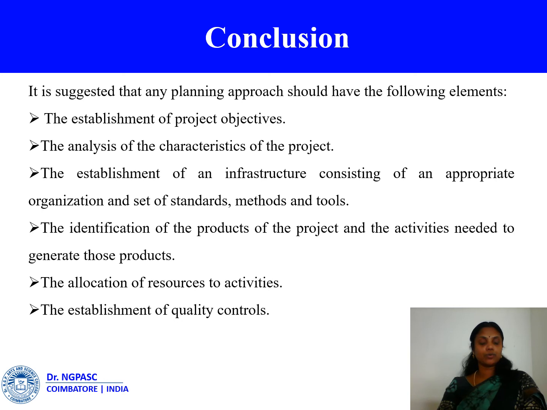So overall, in this short presentation, I would like to conclude that it is clearly suggested how the establishment of objectives of a project should be done, how the characteristics of a project should be derived, how infrastructure, resource management and product management should be handled, the allocation of resources, and the establishment of quality controls. All these topics come under project planning, under the major domain of software project management of computer science. Thank you for your patience listening. Thank you everyone.